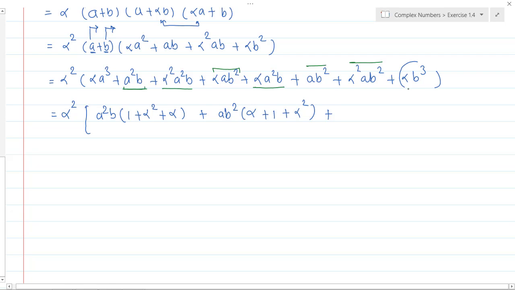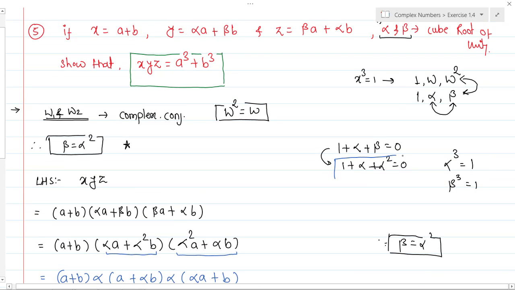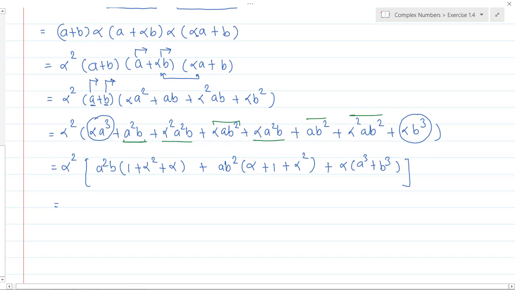Now this is remaining alpha into b cube and this is also remaining, which is alpha into a cube. So write down, so alpha a cube. So let's take alpha common from that. So alpha a cube plus b cube. Are you getting this? Any doubt in this step? No, sir. As alpha is the cube root of unity, what we have defined here is 1 plus alpha plus alpha square is equals to 0. Okay, so this part becomes 0, this part becomes 0, this part becomes 0.